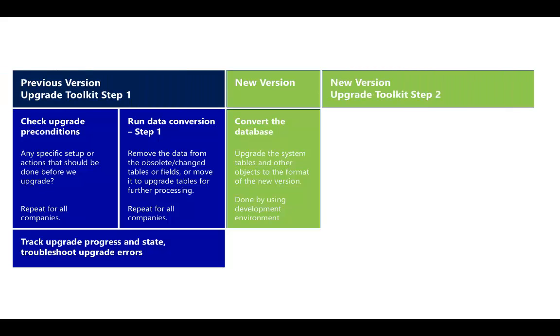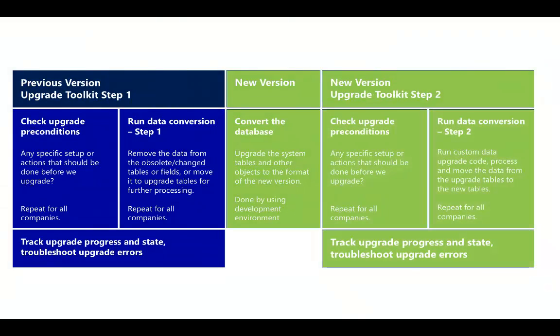And the next step, that's where you run Upgrade Toolkit Step 2. So normally in this step, you would run a set of functions which would check the data if it's ready to be upgraded. So there would be a few upgrade precondition functions. And you would run a set of other functions which would execute custom data upgrade code, or functions which will move data from the upgrade tables to the new destination tables. And of course, Upgrade Toolkit Step 2 should be performed for all companies within the database.